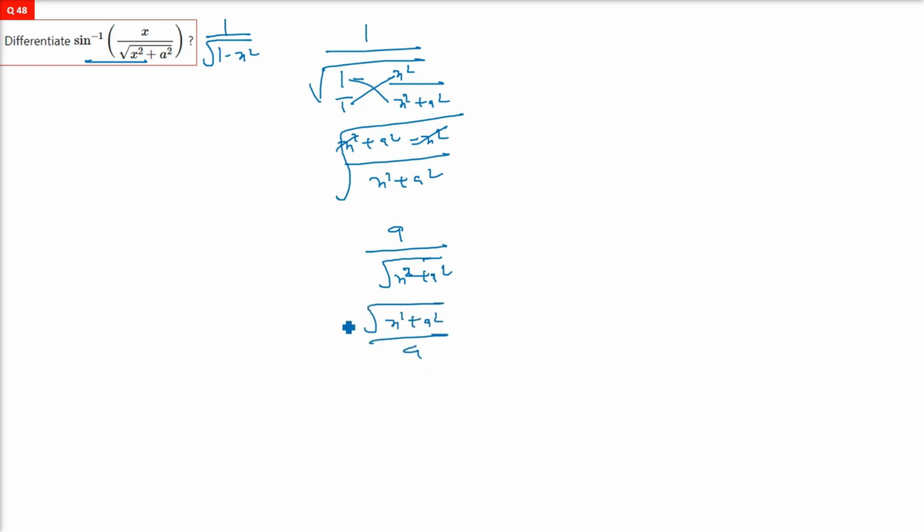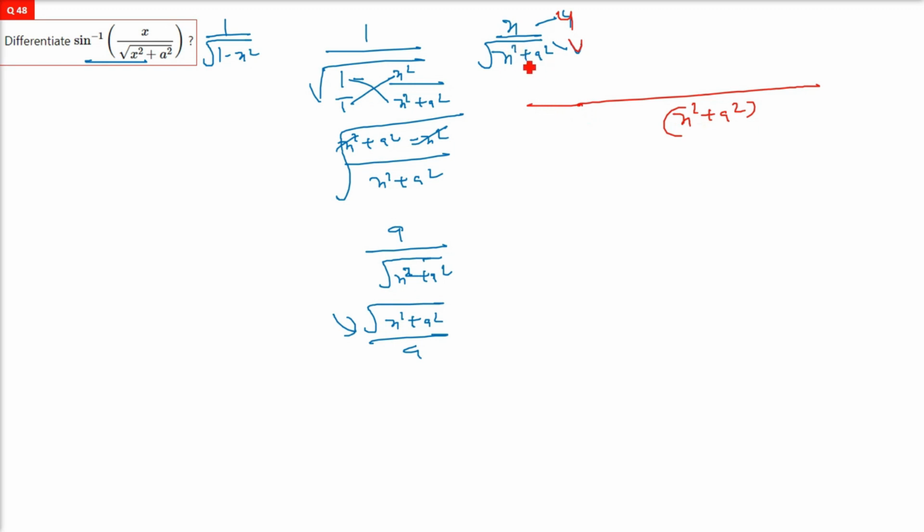So under root x square plus a square goes up, a in the denominator. Now let us do this one also. Now because we are doing the chain rule, x by under root x square plus a square. So this is u, this is v. And when we call one as u, one as v, that means we have to apply u by v, the quotient rule. Quotient rule is the square of the denominator, which is x square plus a square.